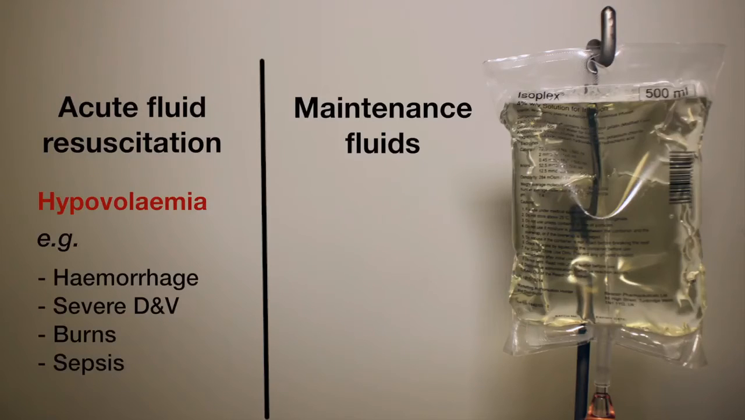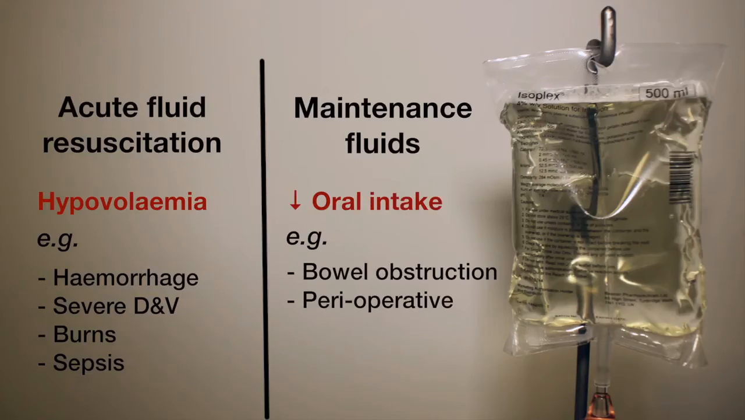For example, hemorrhage, severe diarrhea and vomiting, burns, or sepsis. Typically, large volumes of intravenous fluid are required to boost circulating volume. In these cases, prompt fluid delivery can be life-saving. More controlled maintenance fluid administration is typically required in patients unable to maintain adequate oral intake, for example in cases of bowel obstruction or for surgical patients in the perioperative period. This maintenance therapy replaces ongoing fluid losses and maintains hydration.